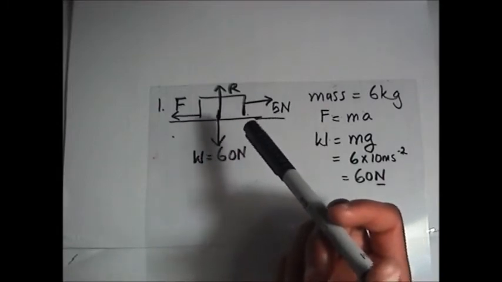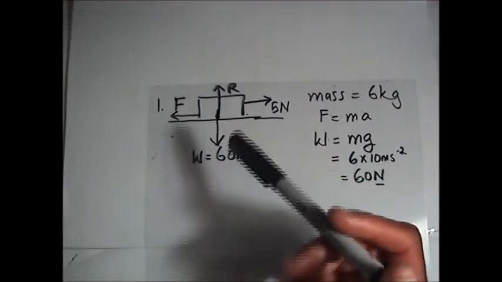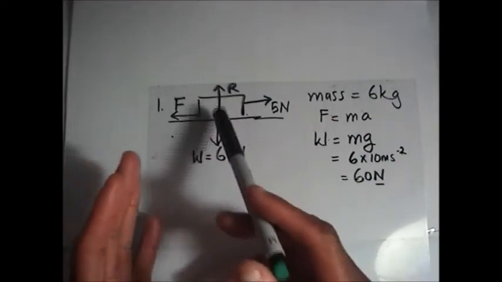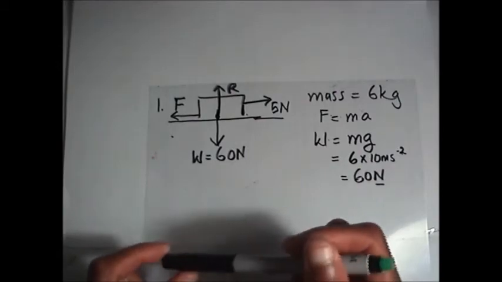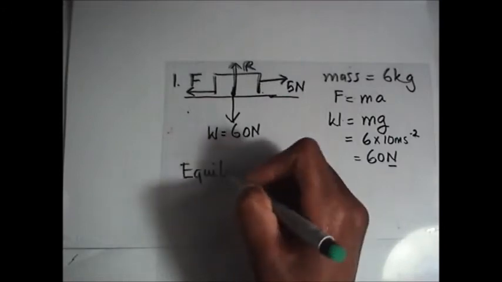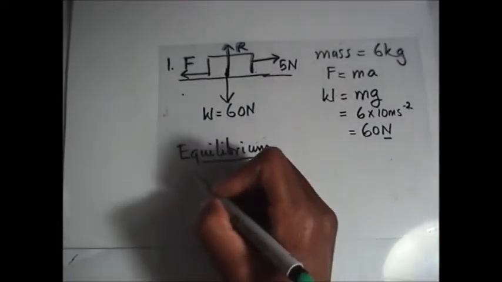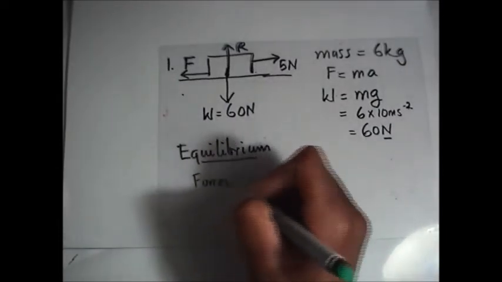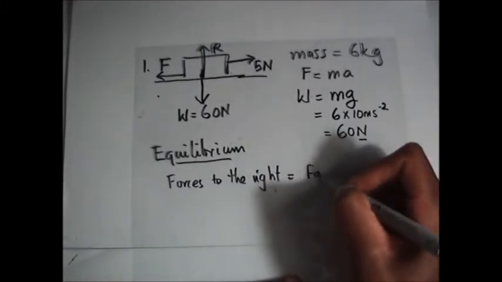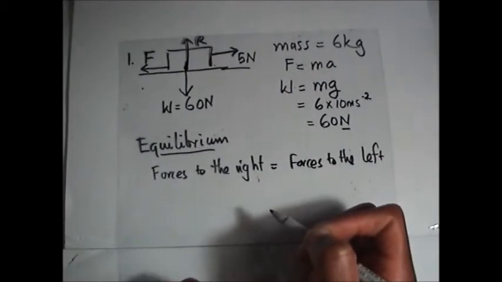So what does that mean? It means what is pulling to the right is equal to what is pulling to the left. What is pulling downwards is equal to what is pulling upwards, for them to neutralize. Otherwise, if they didn't neutralize, this stone block was going to move. So basically, for equilibrium to exist, or for the conditions of equilibrium to hold, forces to the right should be equal to forces to the left. Isn't it?